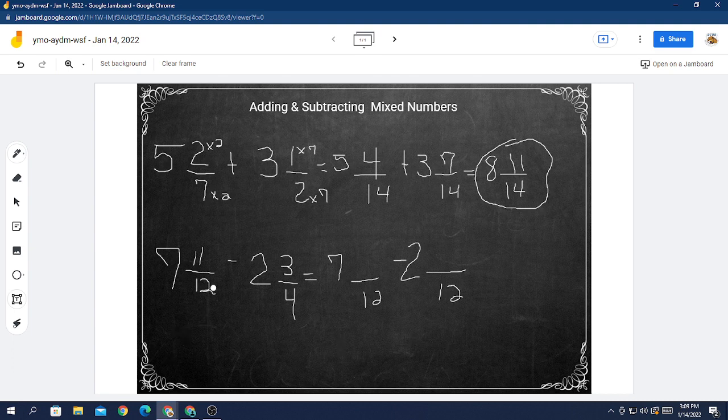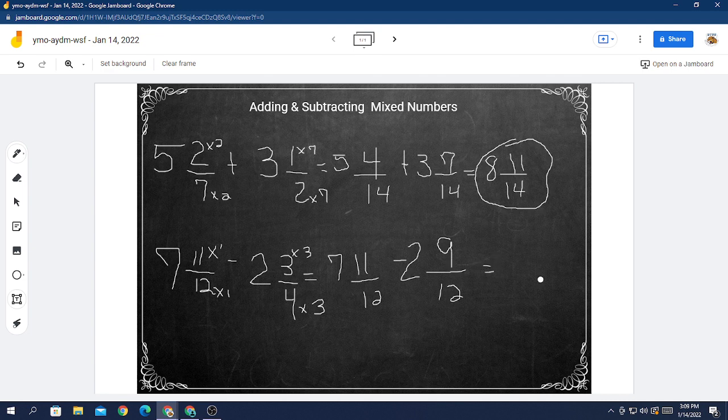Now we copy our whole numbers, 7 and 2. And now the same number multiplied by 12 that gave us 12 will be multiplied by our numerator 11, which will give us 11. 11 times 1 is 11. 4 times 3 was the result of our denominator 12, which we will multiply by our numerator 3. 3 times 3 will give us 9.